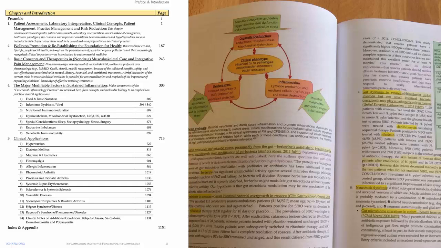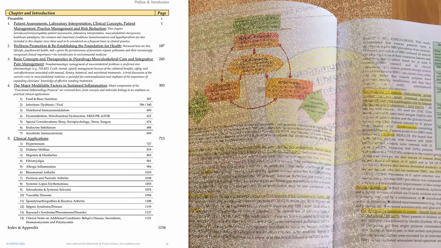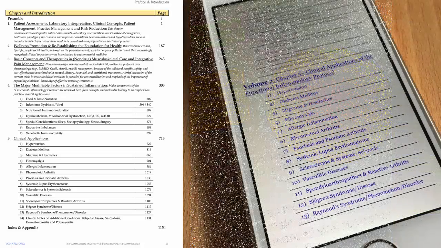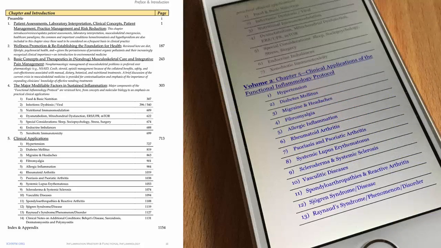Also, quite obviously, what you're looking at are color diagrams and pre-highlighted text of the most important concepts that require illustration or additional emphasis. Again, this is available as a printed full-color textbook and also as a digital book for smartphones, iPads, home and office computers.